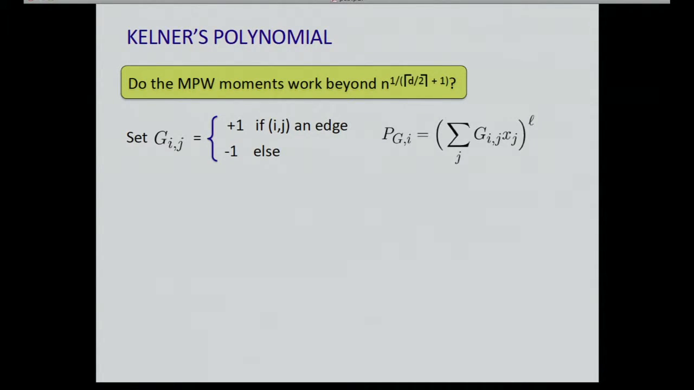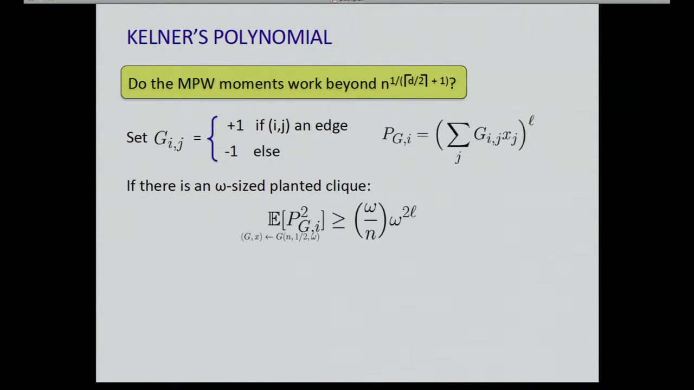So given some graph G and given some index i where i is a vertex, what we're going to do is we're just going to sum over all j not equal to i of g_ij x_j, all raised to the Lth power. So this is a polynomial, but let's see what happens. If we were given this polynomial and we care about its expectation when we were actually given a sample with a large planted clique, what I claim is that this expectation is actually quite large.